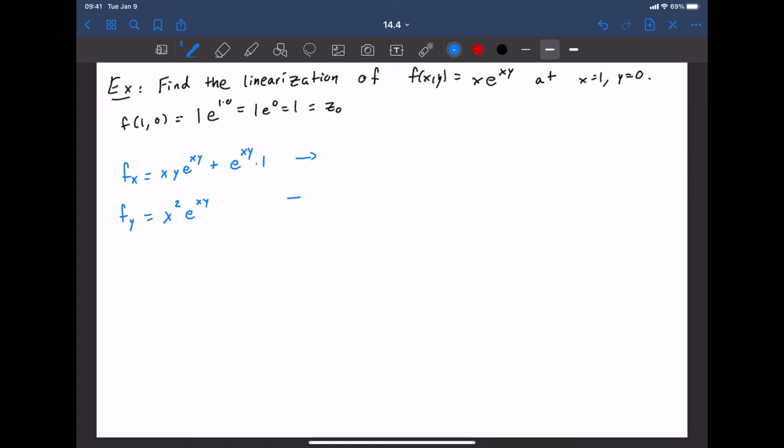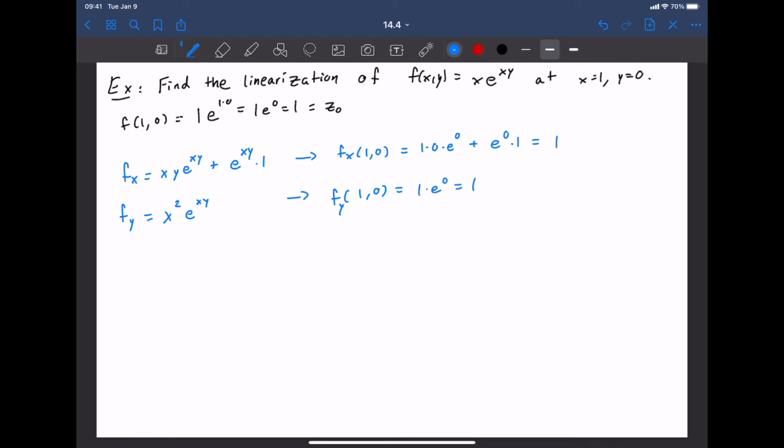We're going to evaluate each of these derivatives at the x and y coordinates of the interesting point. So that's 1 times 0. Once I know it's times 0, do I have to go on? Not really. e to the 0 plus e to the 0 times 1 is just 1. f sub y, be careful with your labels, at (1, 0) is 1 squared times e to the 0, or 1.